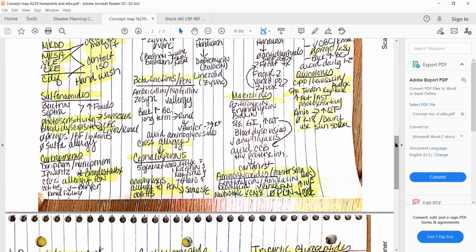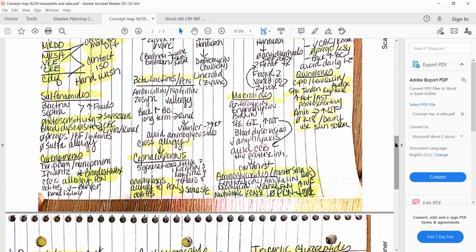However, I do think it is very important to know if they have a penicillin allergy, what other medications can they not take? And carbapenems, you better know it. The C's, the Cephs and the carbs.